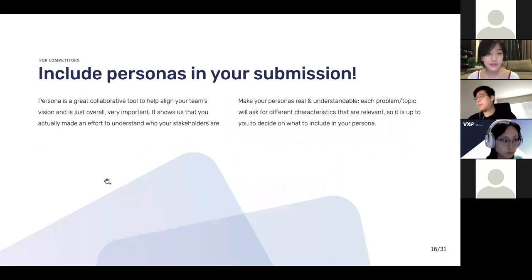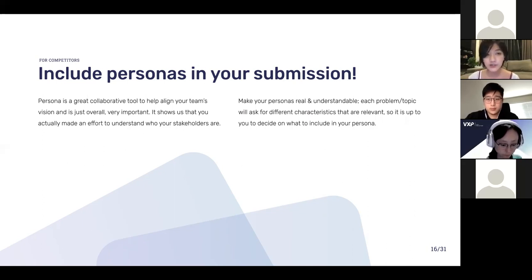Okay, so this is for people who will be attending the competition. Please include your personas in your submission. Just to add to what Kenneth already said, a persona is a great tool to help align your team's vision, and it's just overall very important. It is definitely what we'll be looking for in your submission, because it shows that you make an effort to understand your stakeholders.